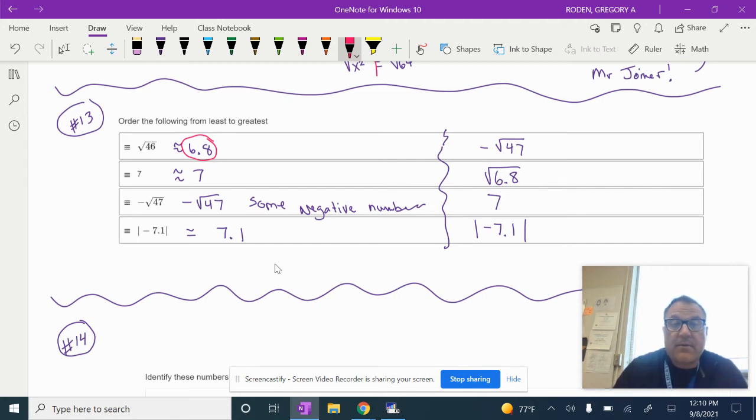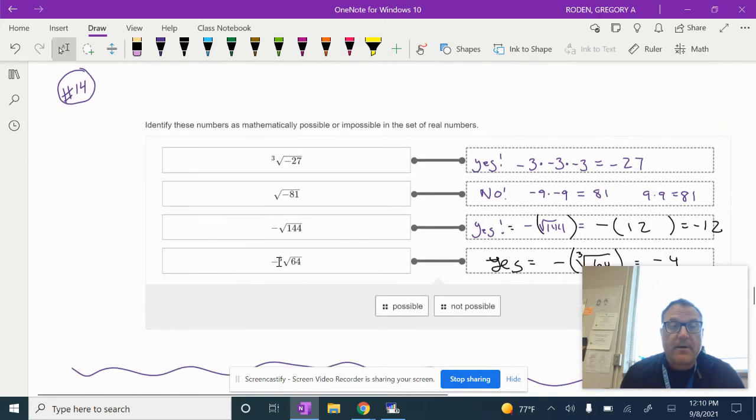And then what's the next after that? Okay, well, 6.8 would be the next one because the other ones are in the sevens, right? Sorry, we'll say this is the square root of 46, right? So that would be the next one because that's about 6.8. And the next one after that would be just plain old 7. And then the next one after that would be the absolute value of negative 7.1, because whenever you take an absolute value, it becomes positive. So the absolute value of negative 7.1 would be the largest number because that is just equal to 7.1. And we're done.